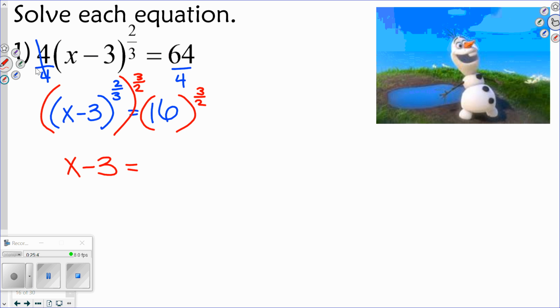What's 16 to the 3/2 power? It would be 64, because that's the square root of 16, which is 4, to the 3rd power, which is 64. Now, what do you notice about the denominator of my reciprocal? That's even. Which means that the answer is plus minus 64.